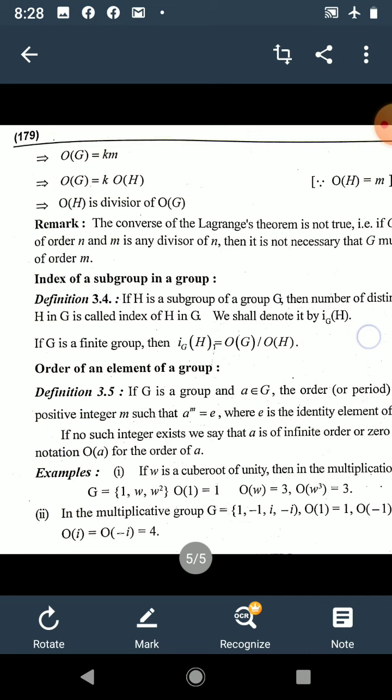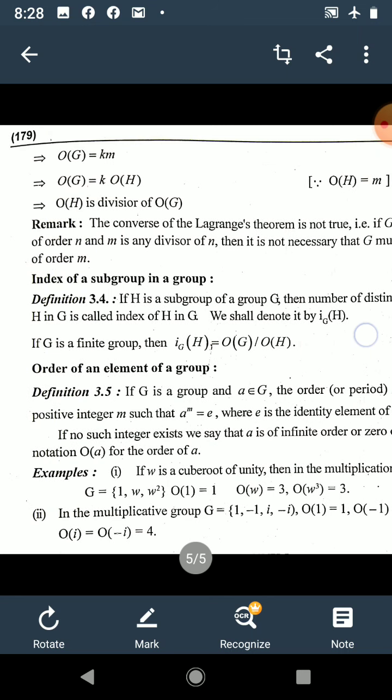As in the previous example used to find the right coset and left coset, we considered G as a group having 4 elements, 1, minus 1, i, minus i, and a subgroup H having 2 elements, 1 and minus 1. In this example, there are only two distinct right cosets, or only two distinct left cosets. In this case, the index of subgroup H is equal to 2.